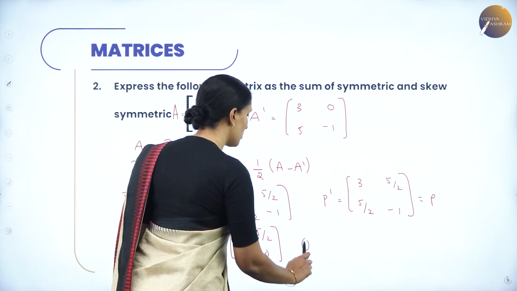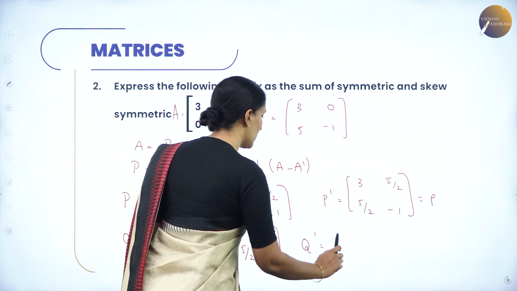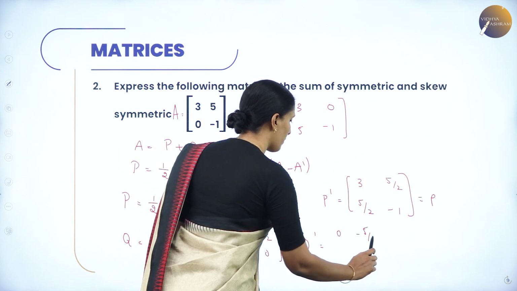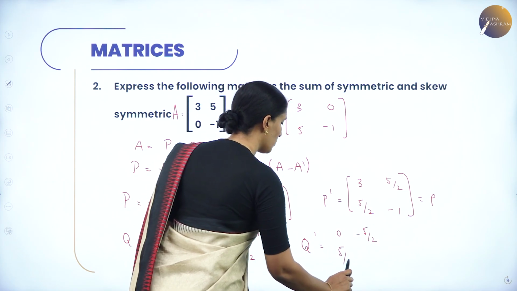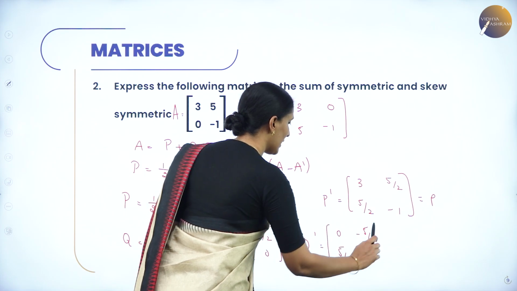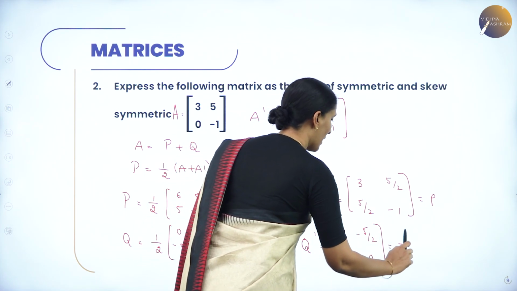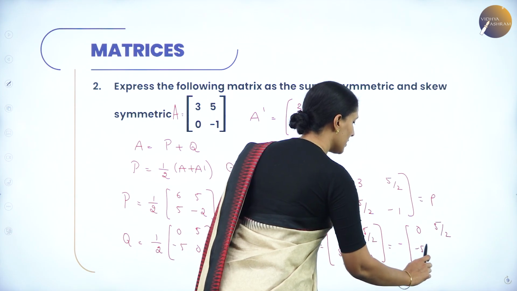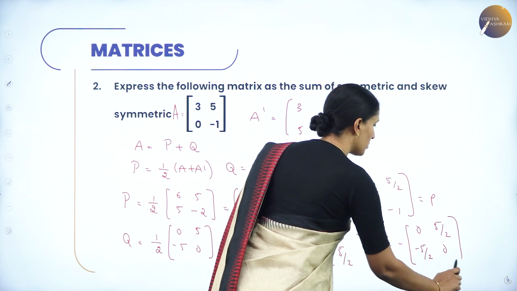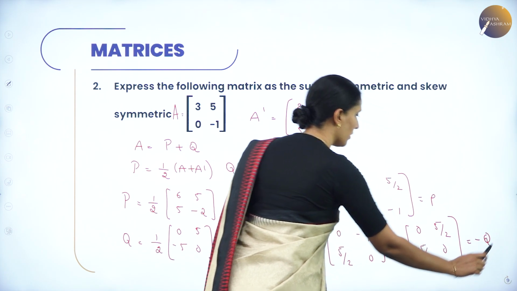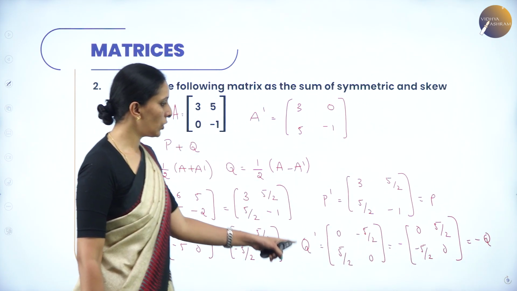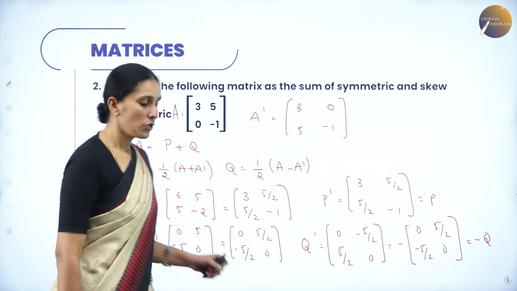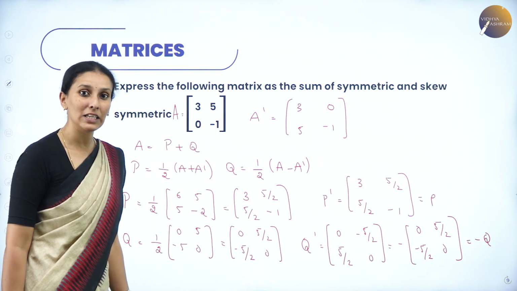Let's check Q dash. Q dash is [0, minus 5 by 2; 5 by 2, 0]. If I take the negative from this matrix, then it is [0, 5 by 2; minus 5 by 2, 0], which is equal to minus Q here. So clearly you can see Q dash is equal to minus Q. Therefore Q is skew symmetric.